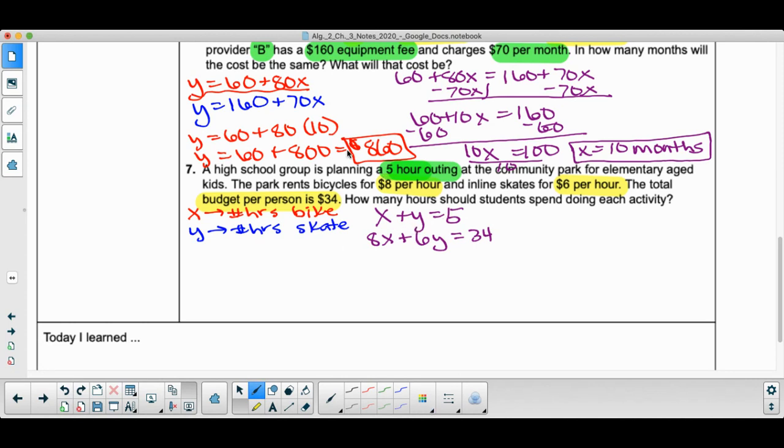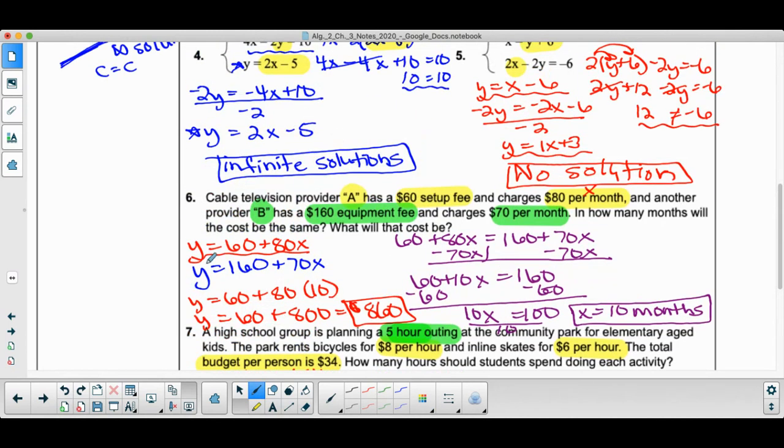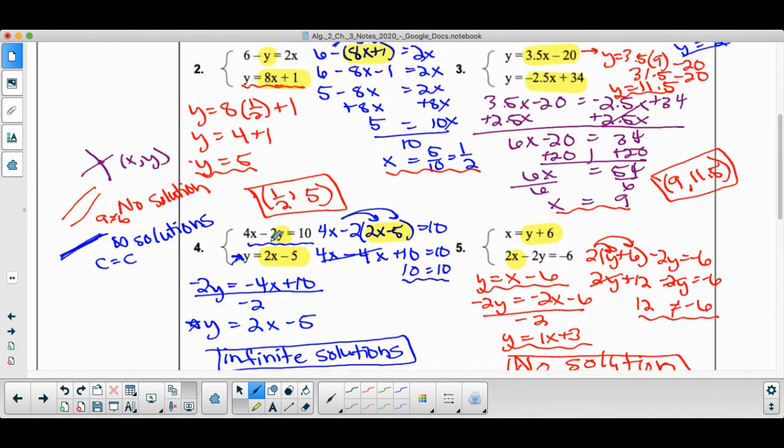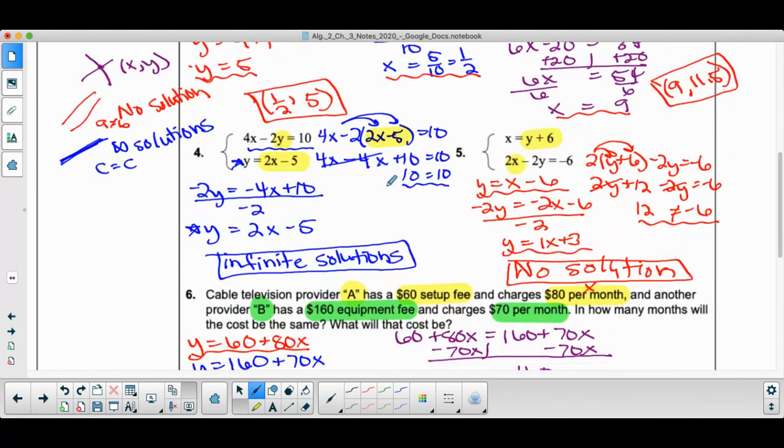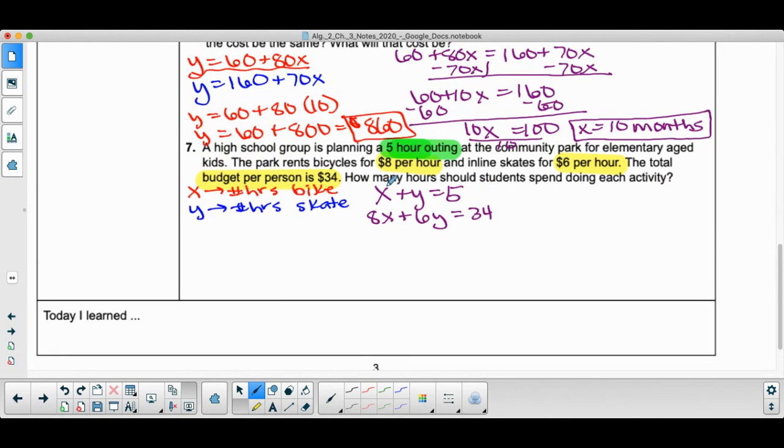Well, in our previous examples, it's been kind of nice. Either both were equal to y or one of the variables was already solved for. So what we're going to do here is we have to solve for one. So this equation right here, since the coefficients are just 1, I'm going to solve for y. So subtract x, so I get y equals 5 minus x. Then what I do is take that y and put it into my other equation.